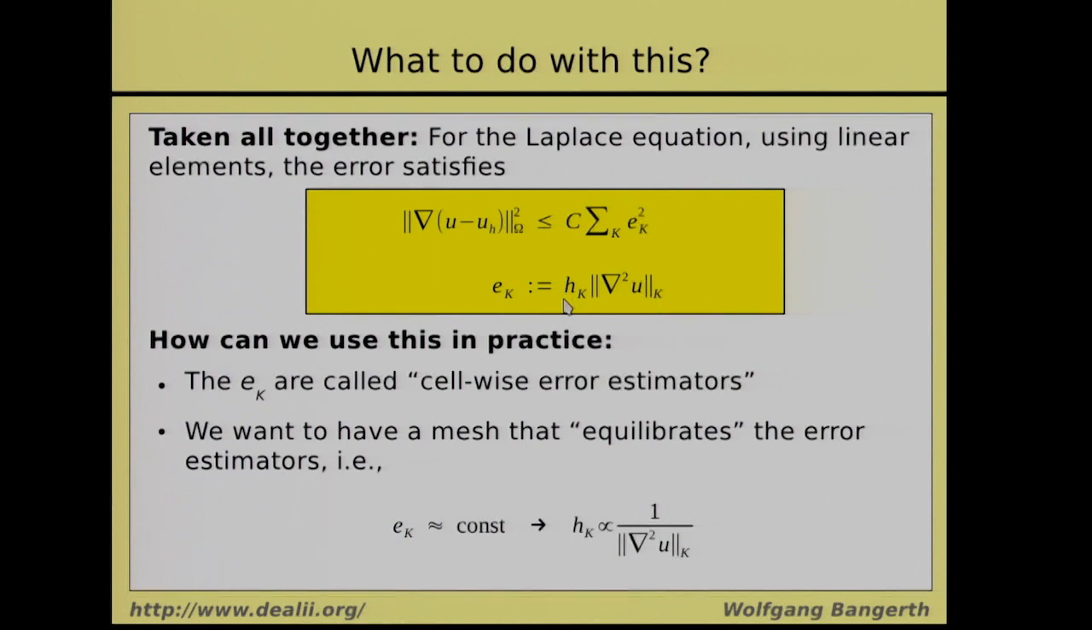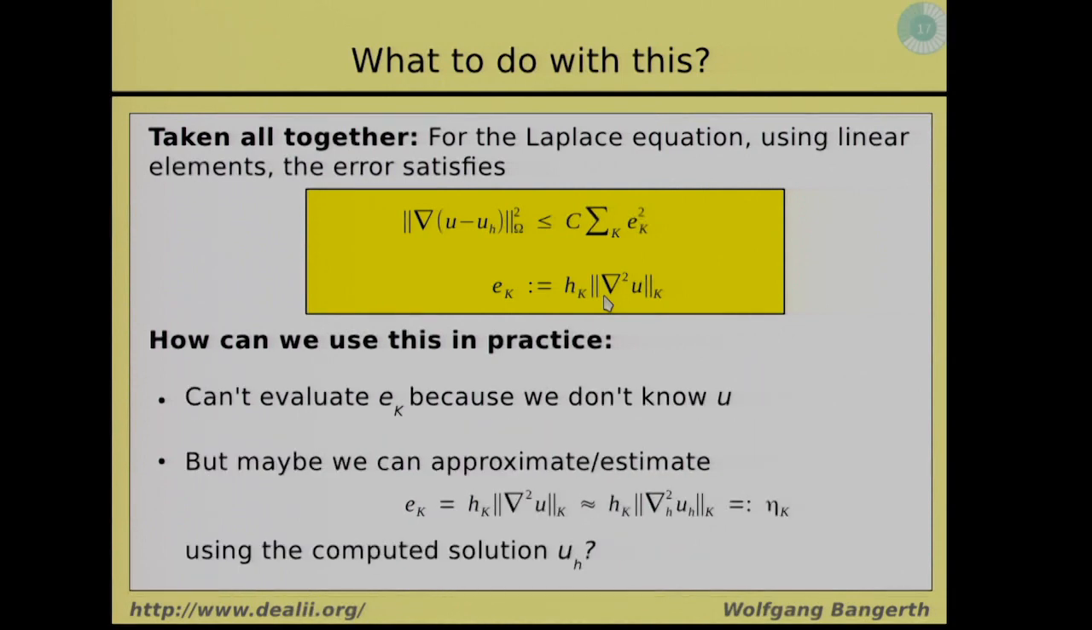And I'm going to define these EKs, the local estimates on every cell, as HK times the H2 norm, the norm of the second derivatives. So I call these the cell-wise error estimators. And as before, you recall that my goal is to equilibrate them, so I want these EKs to be roughly equal on every cell, and I can achieve that if the mesh size is proportional to 1 over the second derivatives.